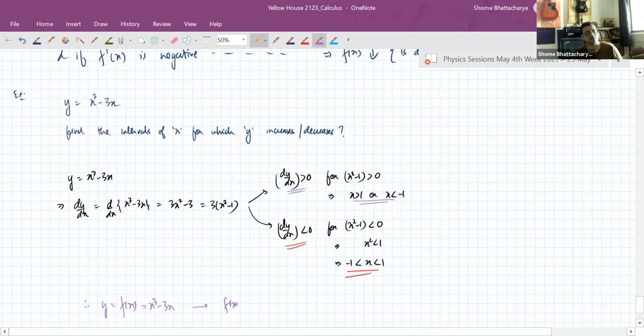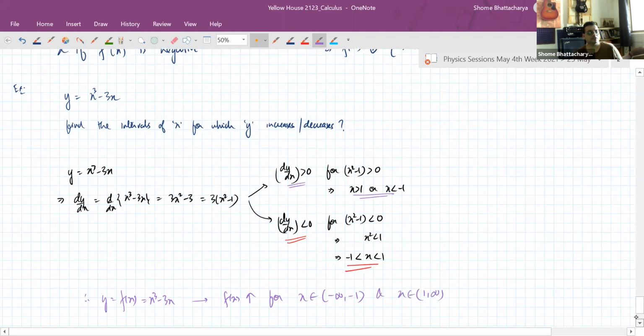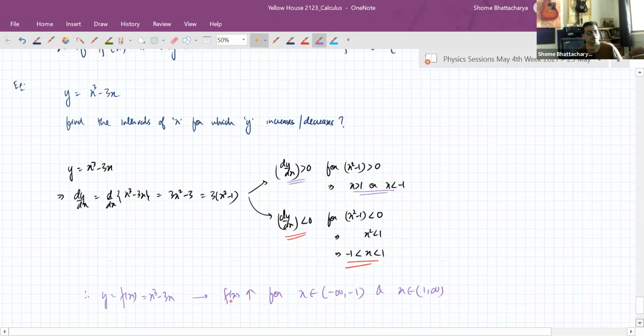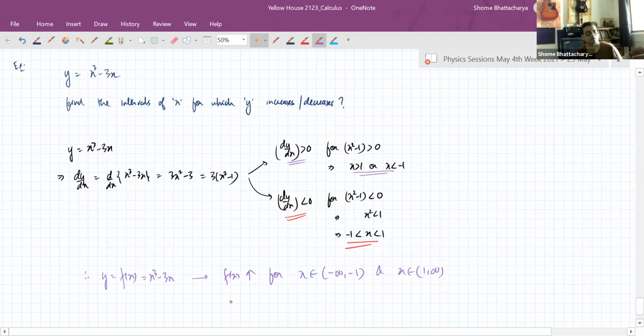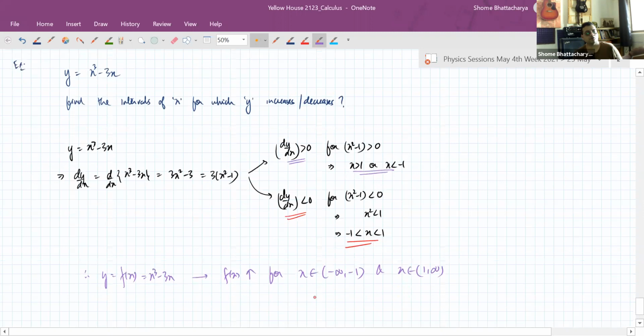the function f(x) increases for x belonging to minus infinity to minus 1, because it's less than minus 1, and x belonging to 1 to infinity, because again it's positive when x is greater than 1. But on the other hand, the function is also decreasing for x belonging to the interval between minus 1 and 1.